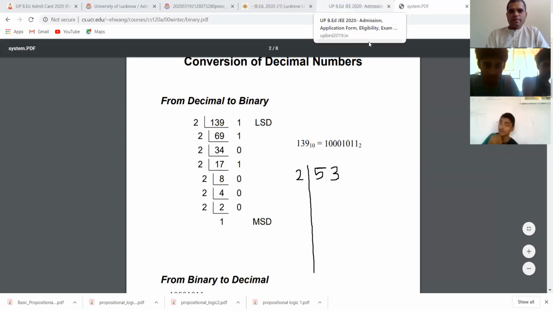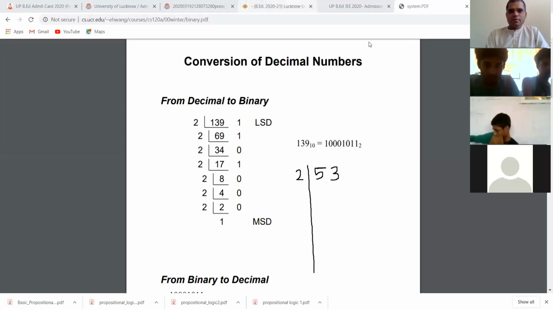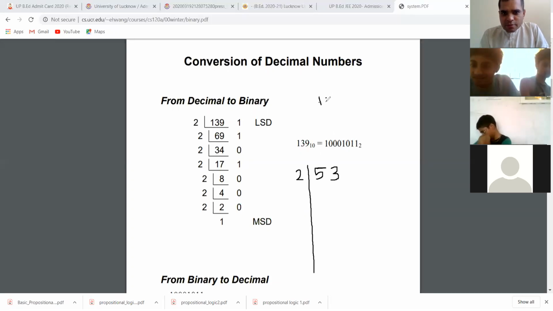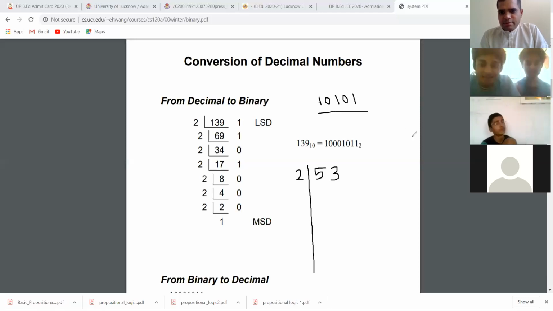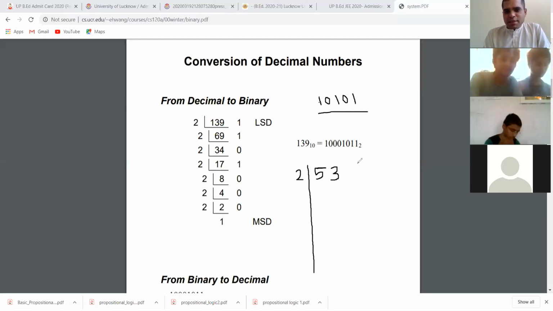Hare Krishna, Prabhu ji. 110101. What is the answer? 10101. Is this the answer? Yes. Okay, so we will check.